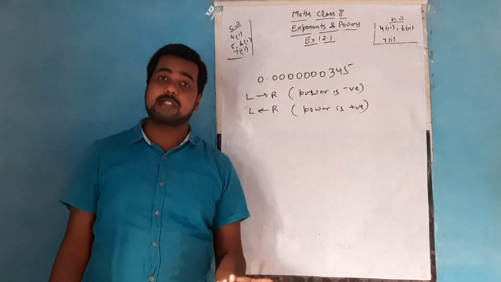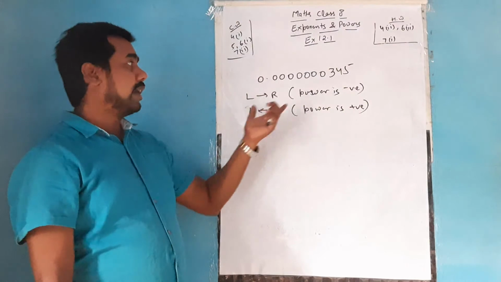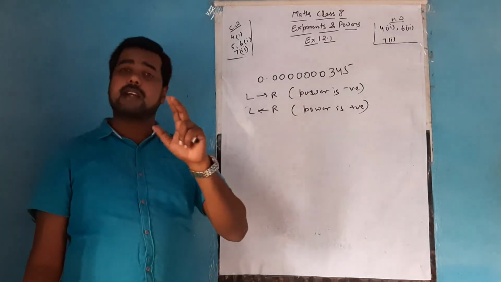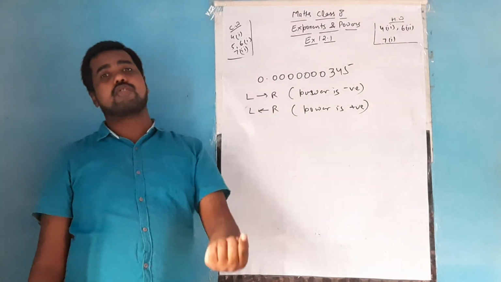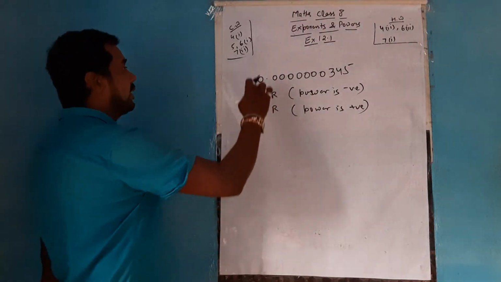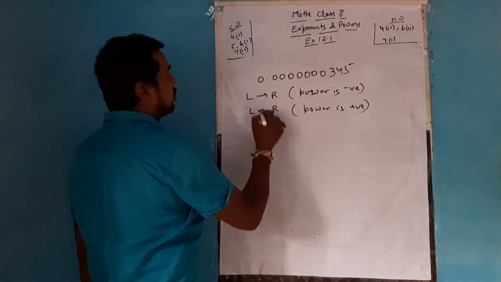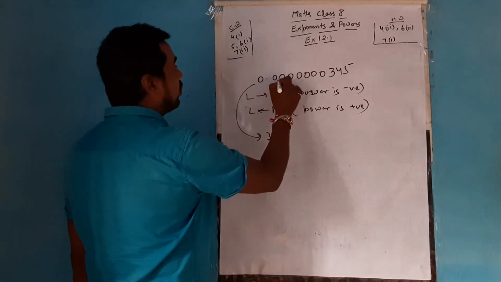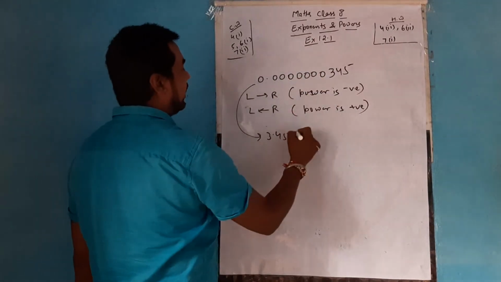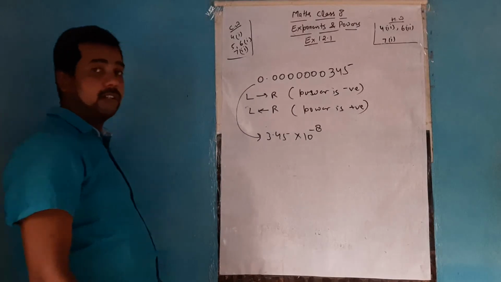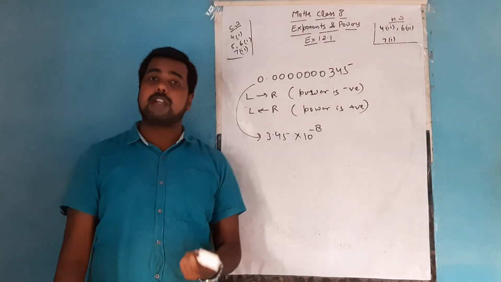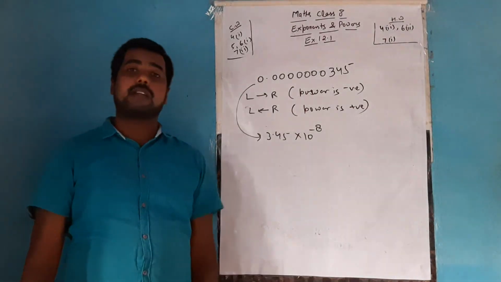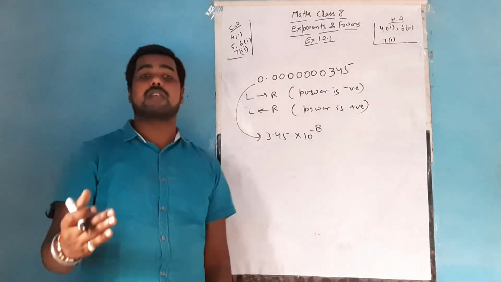You have to shift the decimal place, because after the first digit there will be a decimal if there is more than one digit. If it is a single digit, that's okay. If a bigger number is there, the decimal has to be after the first place. So in this case, the decimal will be shifted from here till here. So the answer becomes 3.45, and the number of places you are shifting, 1, 2, 3, 4, 5, 6, 7, 8, so that becomes 10 to the power minus 8. The power will always be the power of 10, as you see how many places you are shifting the decimal.